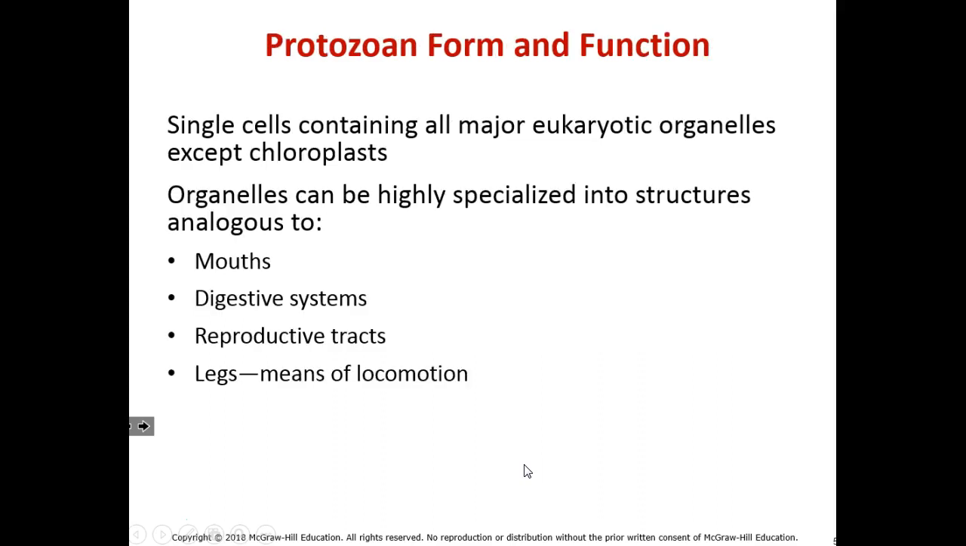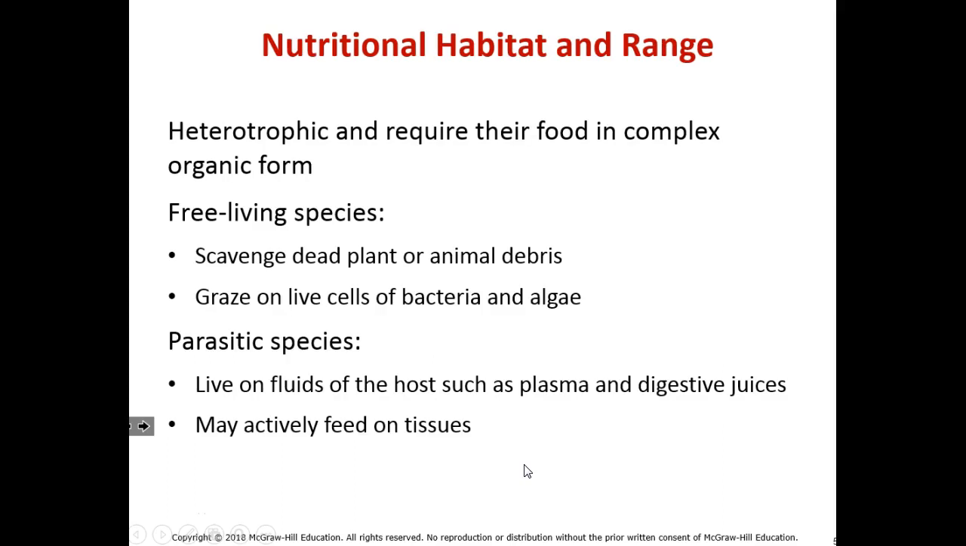Protozoan form and function. Single cells containing all major eukaryotic organelles except chloroplasts. Organelles can be highly specialized into structures analogous to mouths, digestive systems, reproductive tracts, and legs, which would be a means of locomotion.